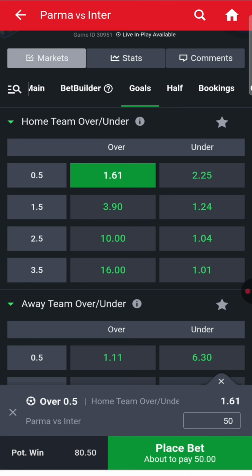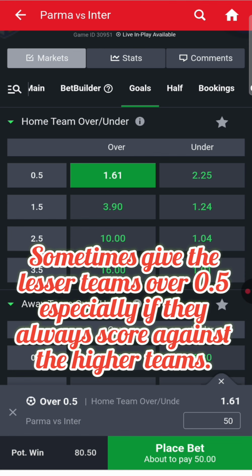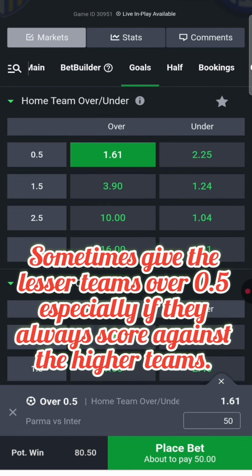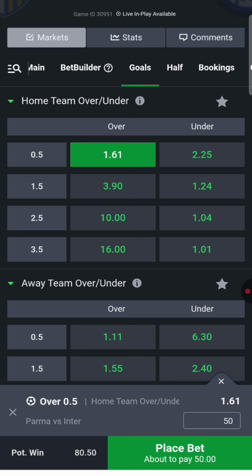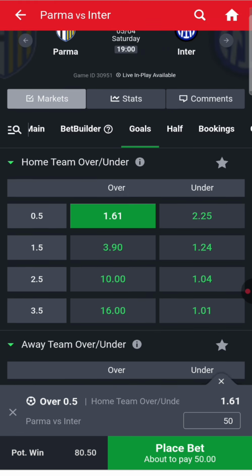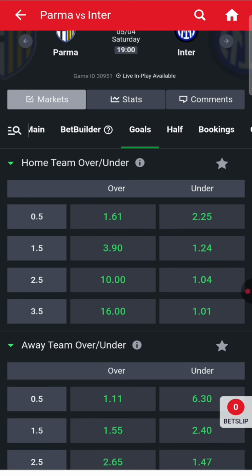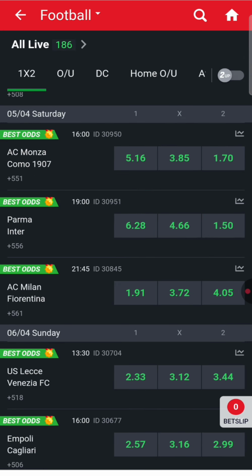Let me just tell you something about what I always do. Sometimes, if I want to take the risk, I will. If I want to go for goals, I will go for those. If I have checked H2H and I see that they have been scoring against these people, I will just give them over 0.5. I'll do it in 10, in 5 or 4, and put a sufficient amount of money. Don't be surprised, it will go. So these are the indices.